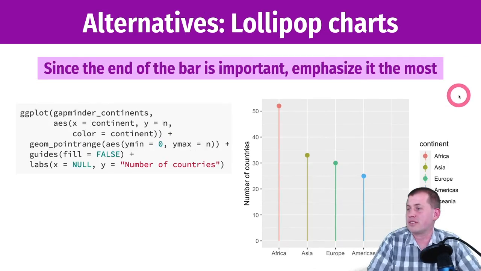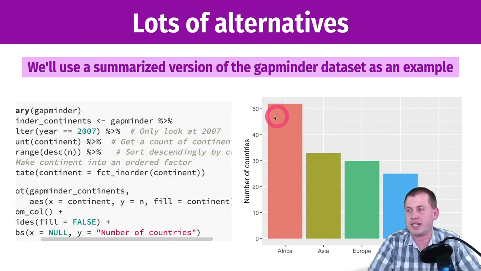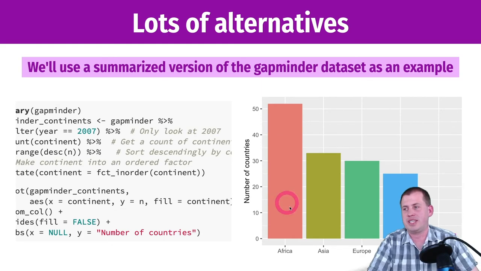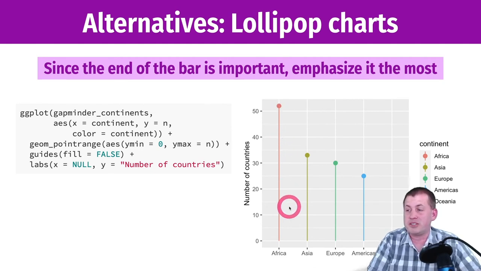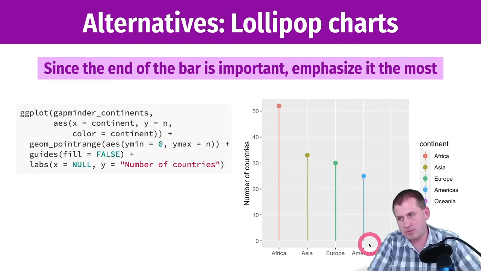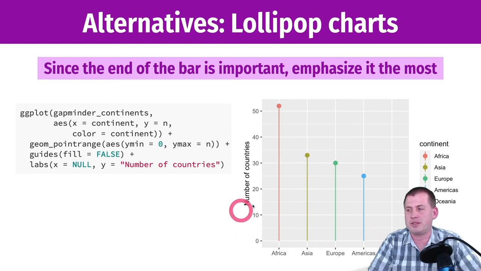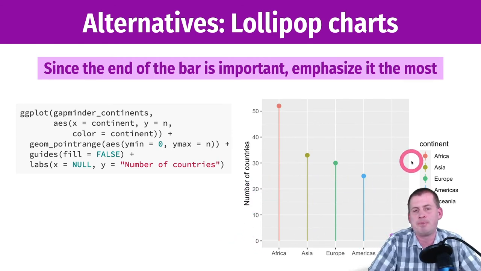So another alternative is something called a lollipop chart, where here, since the end of the bar is the most important part, you can emphasize it the most and get rid of all of that extra stuff. So this is kind of a waste of ink to have all of that if you're really just showing how long that line is and that it ends here. So the lollipop chart does that. It just uses a single line and then adds a point at the top of the line. You still can't truncate these because the line is still encoding that information. So you don't want to start this at 20 or something like that.